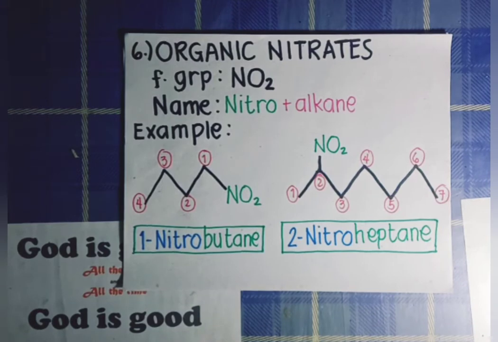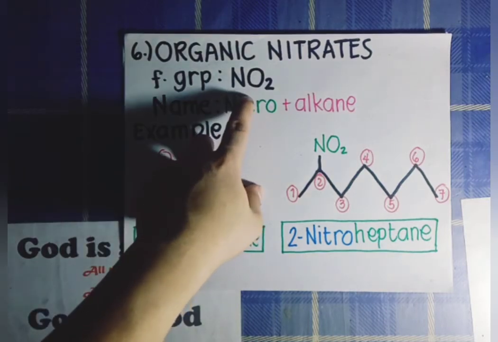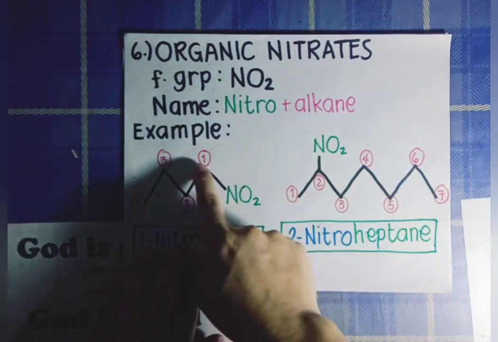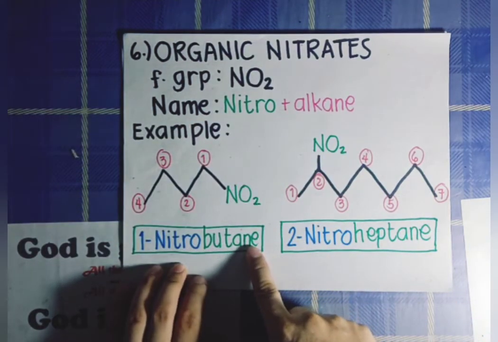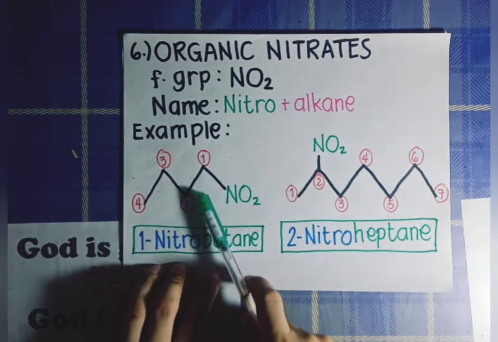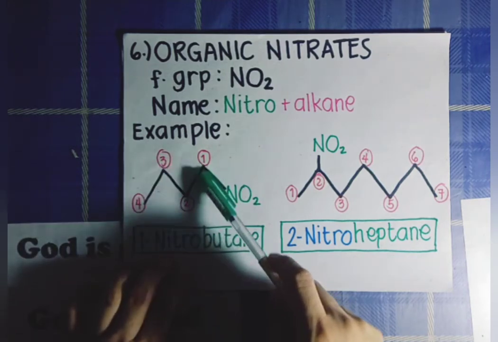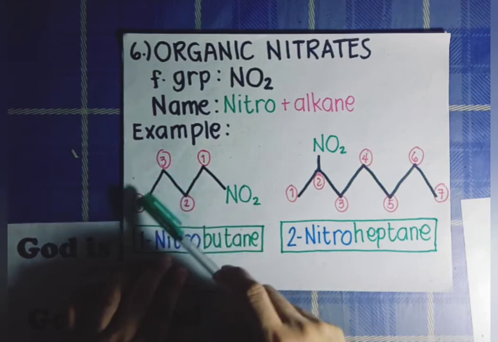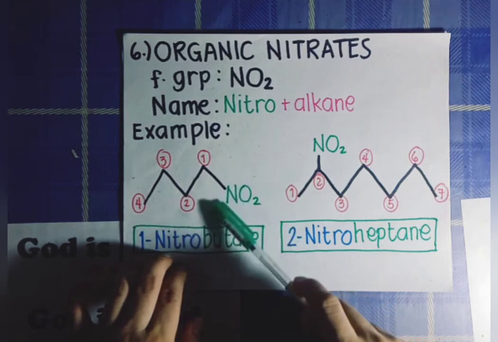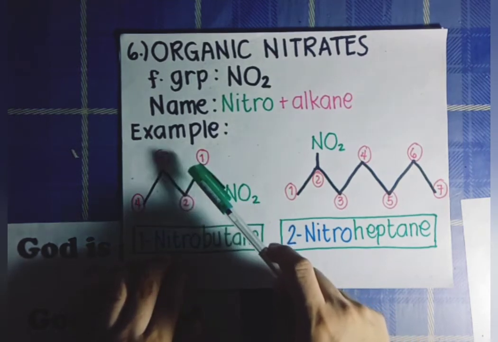Next one is the organic nitrate. Just like the nitriles, organic nitrates are primarily used in the production of chemical explosives like dynamite. The functional group in organic nitrates is NO2, and its name follows the format nitro plus the alkane. For example, we have here 1-nitrobutane, which means that our nitro group here or our NO2 here is attached to carbon number 1 of a butane molecule. This is actually a butane molecule because it has 4 carbon atoms. Therefore, its parent is butane, and our NO2 or nitrate group is attached to carbon number 1 of butane molecule.